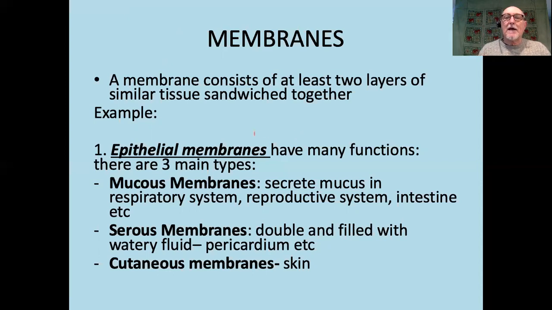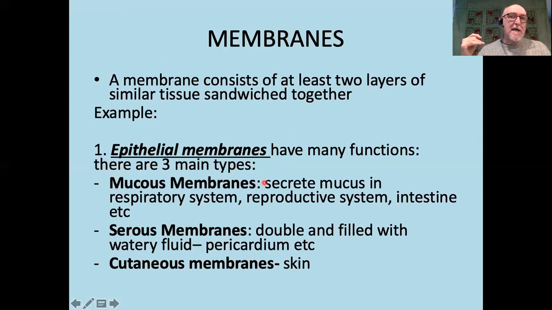So let's have a look at epithelial membranes. We're going to take epithelial tissue, epithelial cells. We'll see some of them first of all, and then we're going to organize them into membranes. The first kind of membrane is a mucous membrane.